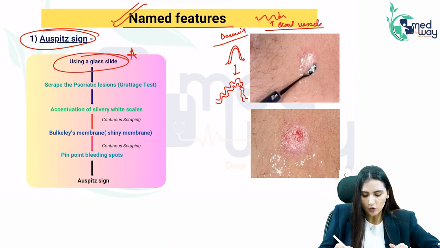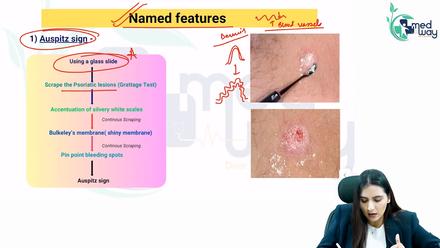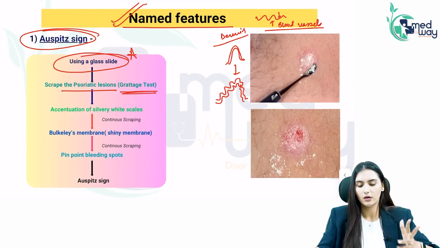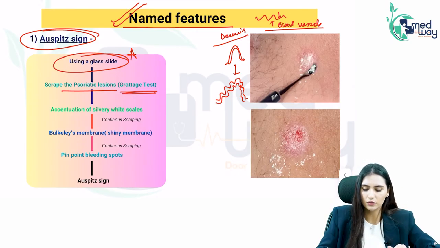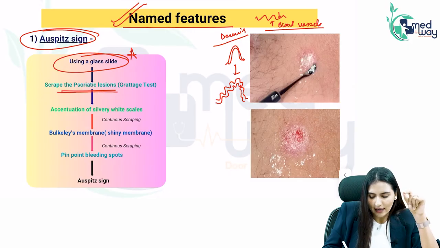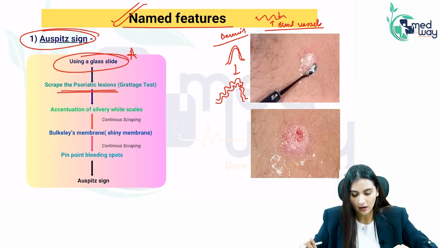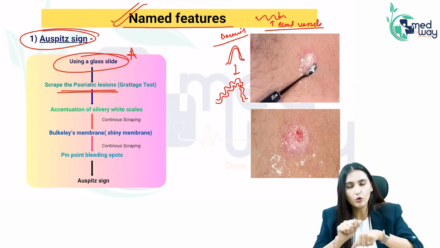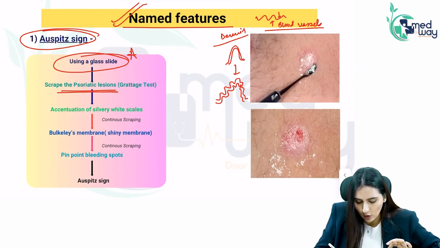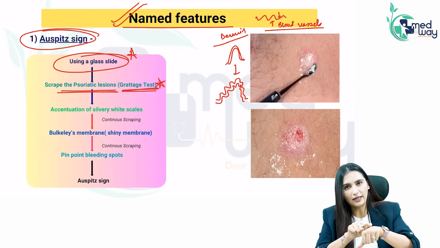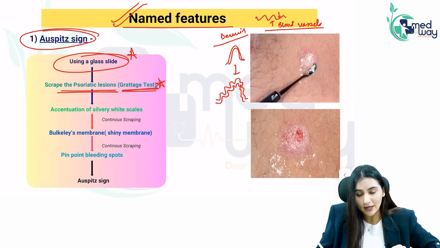So when you scrape the psoriatic lesion, that is called the Grattage test. You saw the lesion, you started scraping it. This scraping motion has a name, that is called the Grattage test. So you kind of grattage it. What will you see?